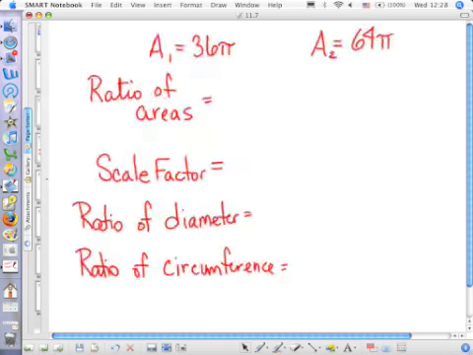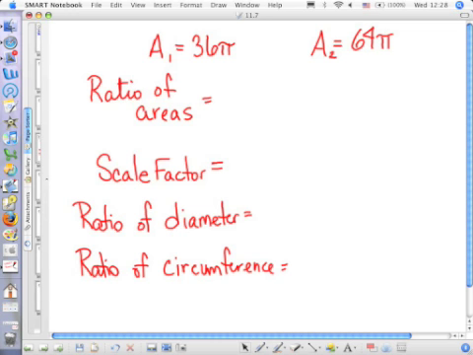All right. If there are some pies in these areas, what do you think we're talking about? Circles. Okay, we've got two circles. One of them has an area of 36 pi, and the other one has an area of 64 pi. And we are going to try to find the ratios of their diameters and the ratios of their circumferences. Which, by the way, will be the same thing as their scale factor.